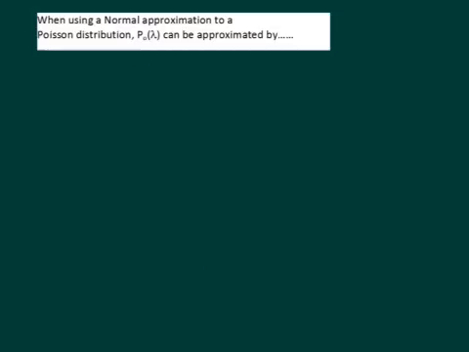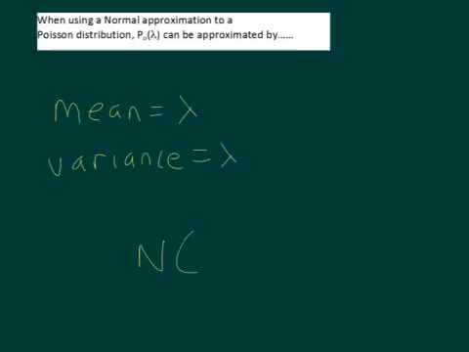Now, you'll remember that in a Poisson distribution, the mean is lambda and the variance is lambda. So when we're using a normal approximation to a Poisson distribution, the parameters for the normal distribution are going to be lambda, lambda. So when using a normal approximation, Po(lambda) can be approximated by a normal distribution, mean lambda, variance lambda.